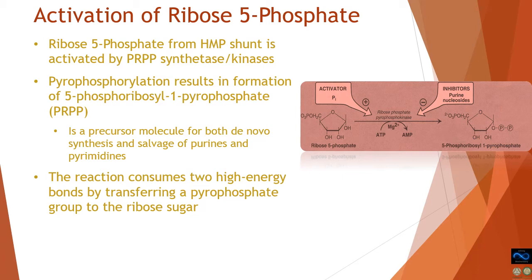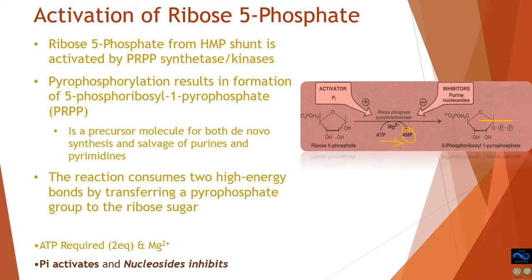Here you will see ATP is converted to AMP and its pyrophosphate moiety is bound to the C1 of ribose 5-phosphate, making it PRPP. The reaction consumes the energy equivalent of two ATPs, because here ATP is converted to AMP, and it also requires the magnesium ion for activation of the enzyme.